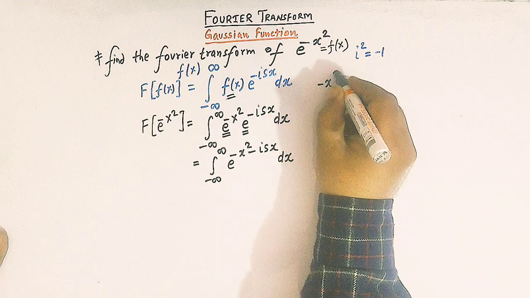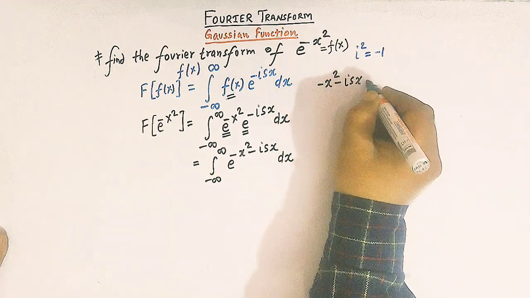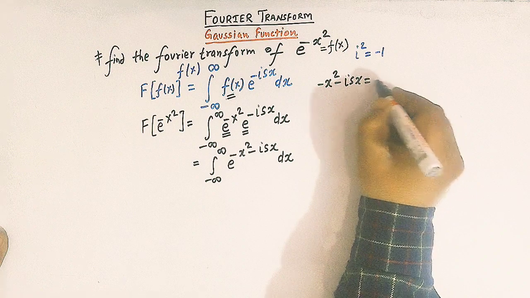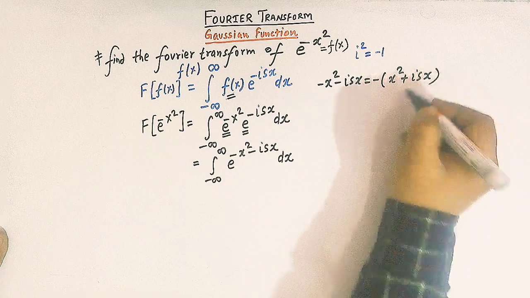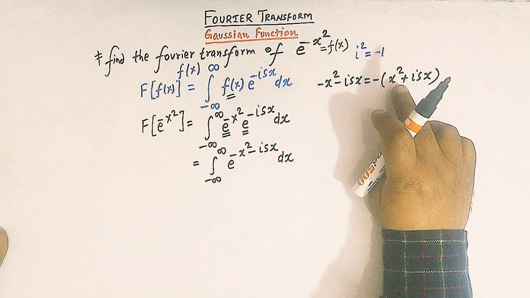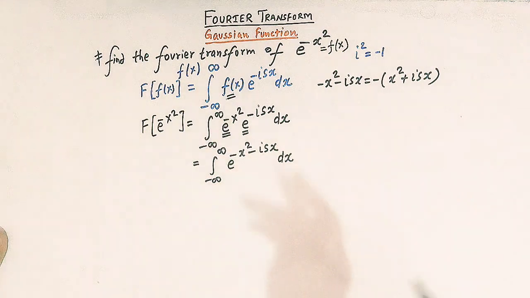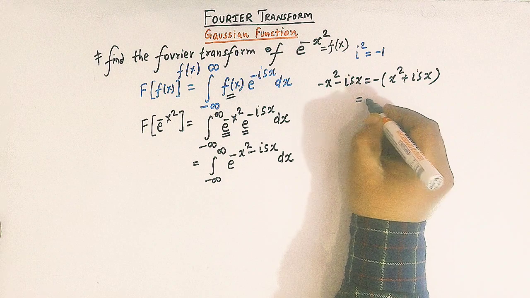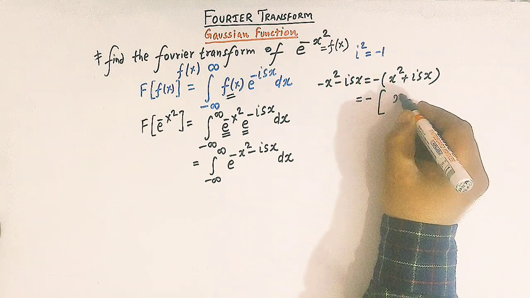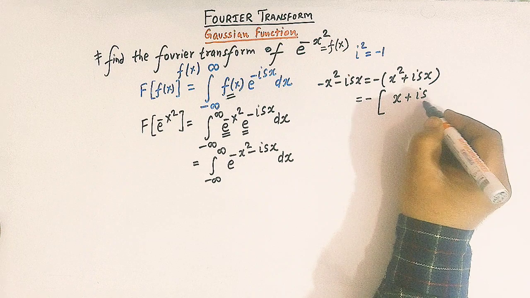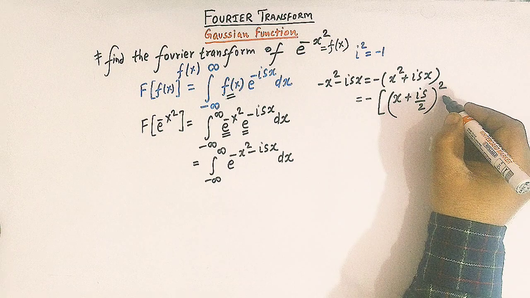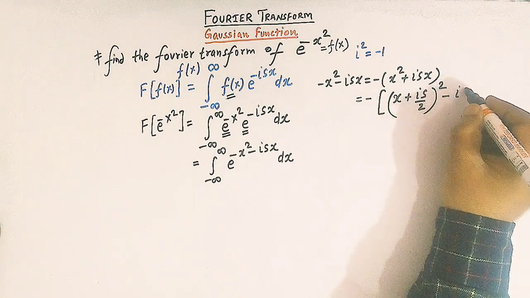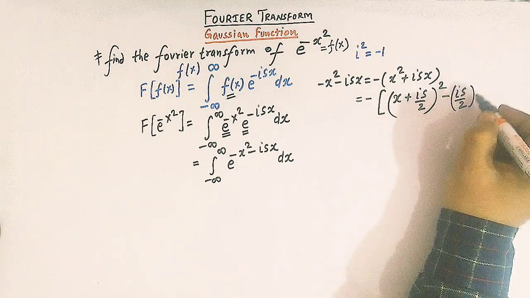So here we have minus x square minus isx. We can take the negative sign common. So we have x square plus isx, right? So now let us express this term as a perfect square. So let us write here x plus is over 2 whole square, right? And then here we can write is over 2 whole square.